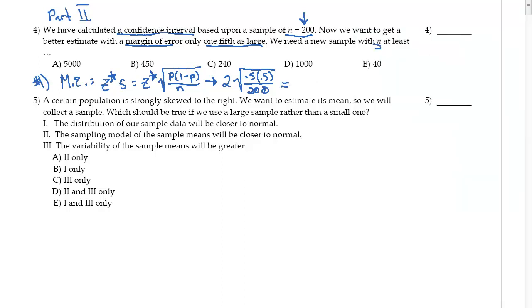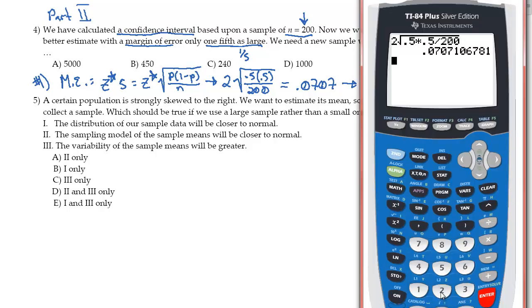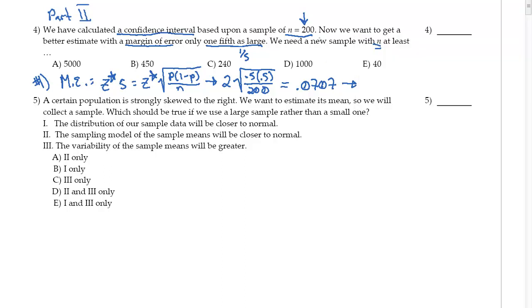So I've got 0.0707. Now we need something that's 1/5 as large, so I'm going to take that value and multiply it by 1/5. Taking 1 divided by 5 and multiplying by 0.0707, I'm going to get 0.01414. So I want you to keep this number in mind.